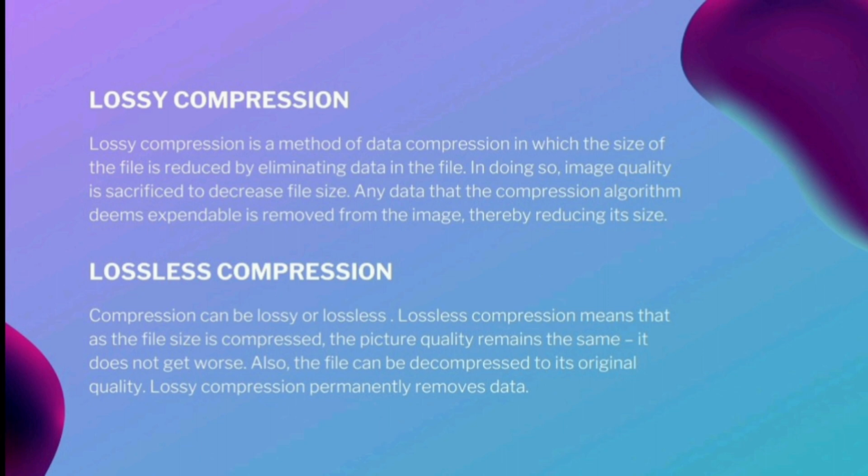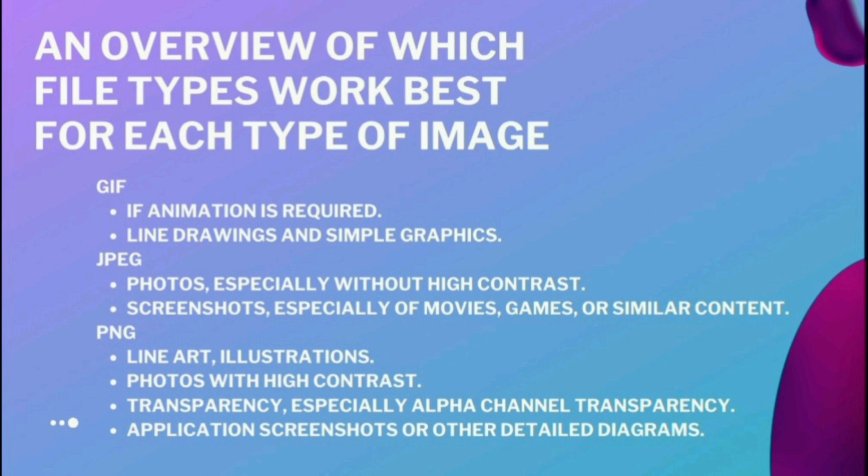Lossy compression permanently removes data. Here is an overview of which file types work best for each type of image. GIF: if animation is required, line drawings and simple graphics. JPEG: photos, especially without high contrast, and screenshots, especially of movies, games, or similar content. PNG: line art, illustrations, photos with high contrast, transparency, especially alpha channel transparency, application screenshots or other detailed diagrams.